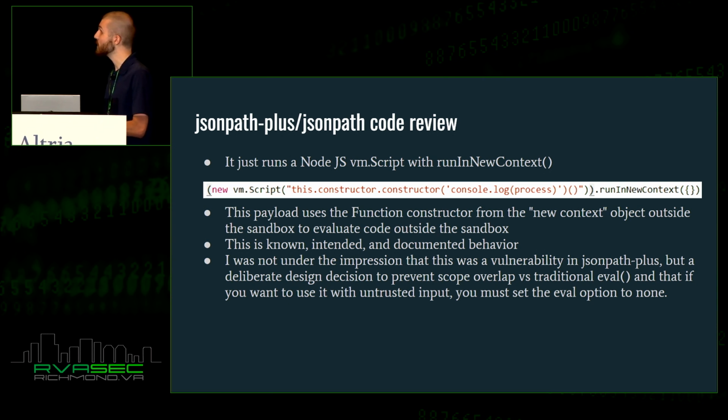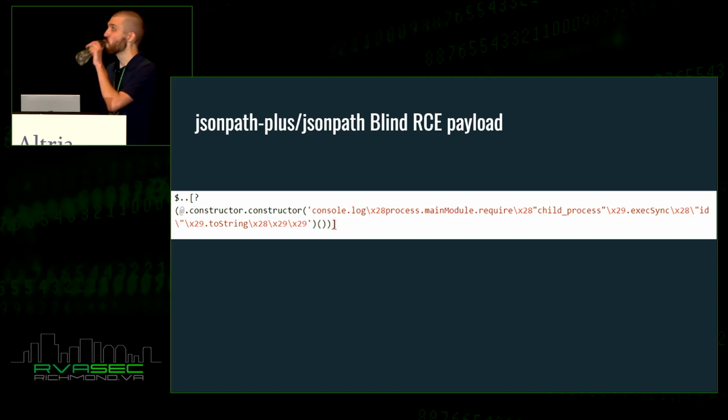So it seemed to me that this was a mistake of the developers of the application I was targeting, where they should not be calling JSON Path Plus with a user-provided or user-constructed JSON path without running JSON Path Plus with eval false to prevent this exact scenario. So I was able to get just a blind RCE payload put together. This worked against the local test instance.